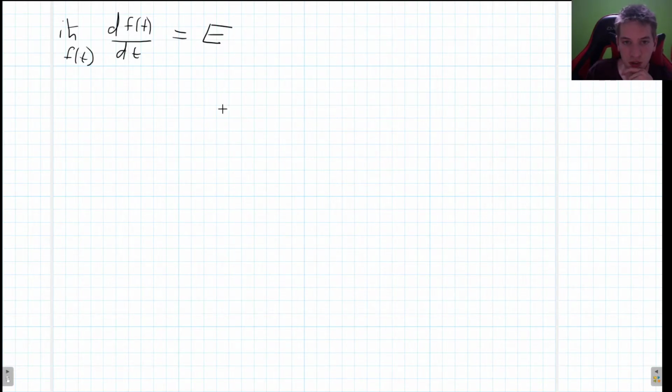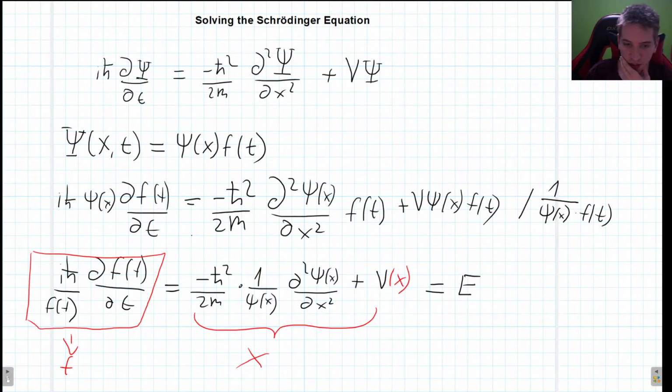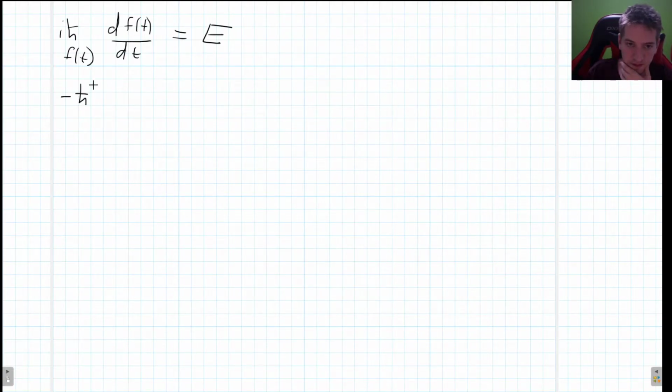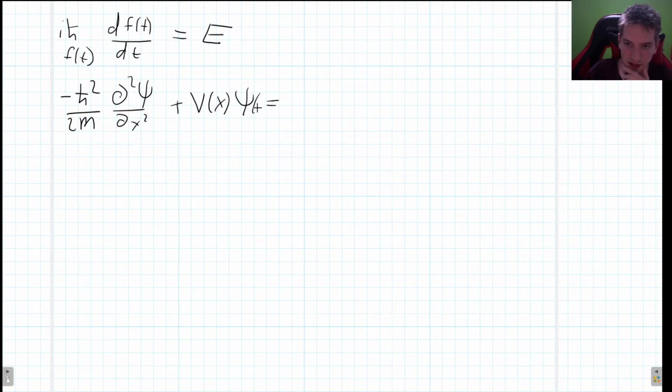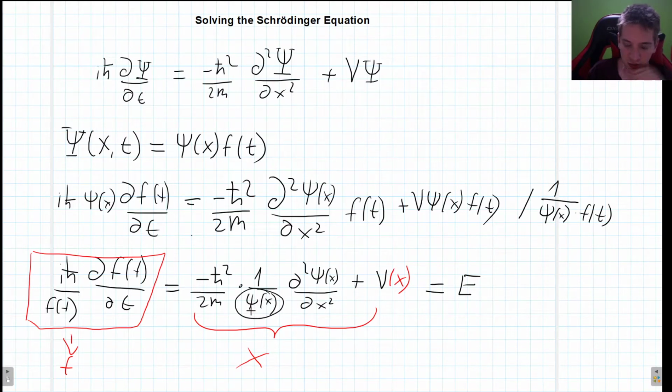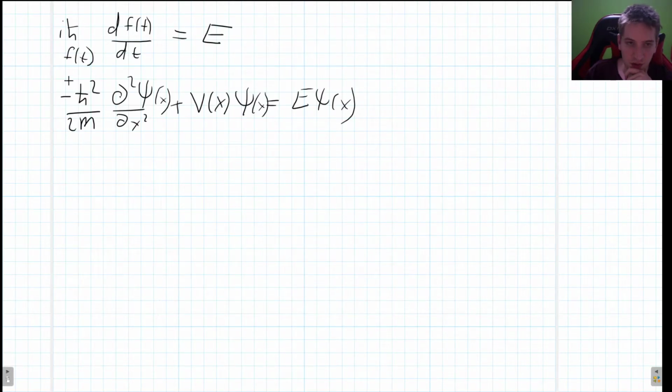All right. So now, this is normal to solve, but let's first write down the other equation, which is just minus h bar squared divided by 2m, d squared psi dx squared, plus this potential, V of x, times psi. This is psi of x, of course. This is equal to E times psi of x. Here I multiplied by this psi of x that was in the denominator. Okay, so now we've got these two separate equations.